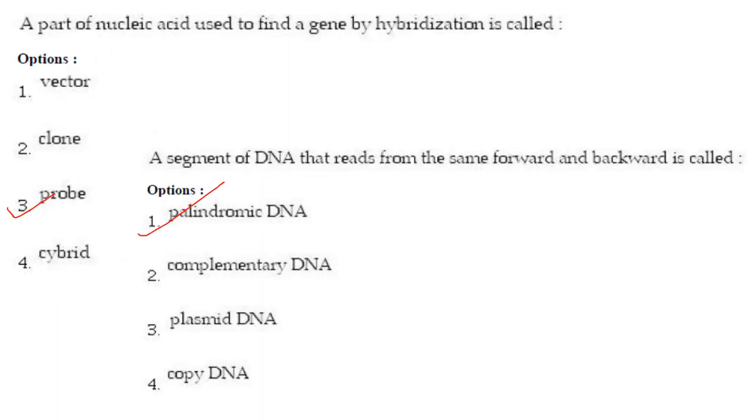Next one. A part of nucleic acid used to find a gene by hybridization is called option 1, vector, 2, clone, 3, probe, 4, hybrid. Answer is option 3, probe. Next one. A segment of DNA that reads the same forward and backward is called option 1, palindromic DNA, 2, complementary DNA, 3, plasmid DNA, 4, copy DNA. Answer is option 1, palindromic.